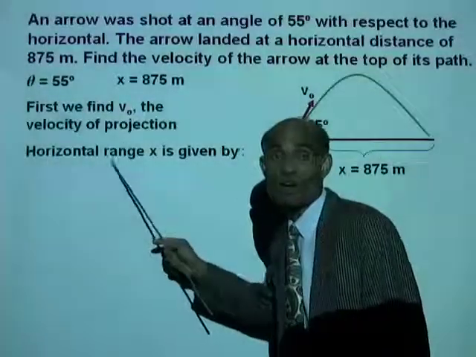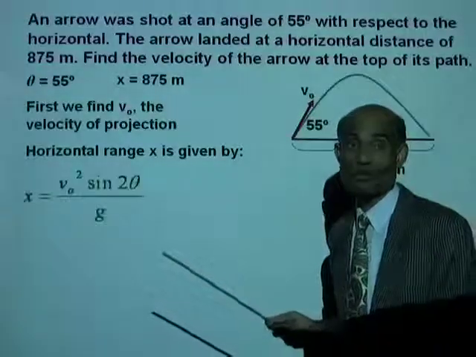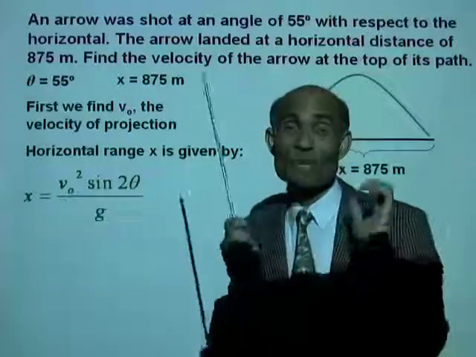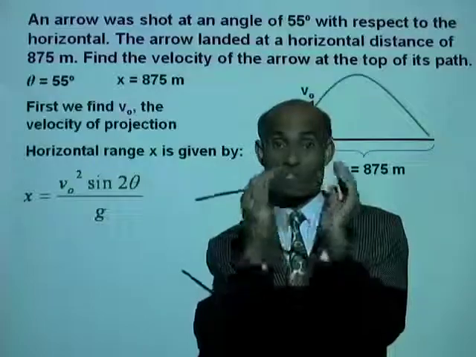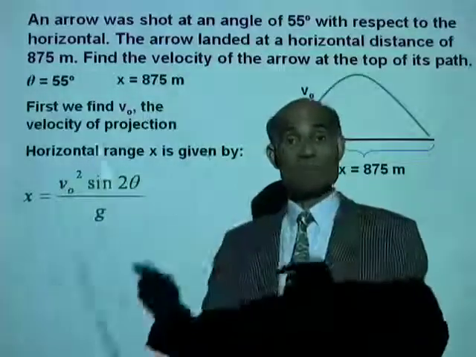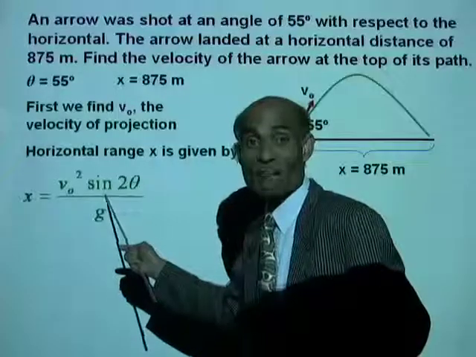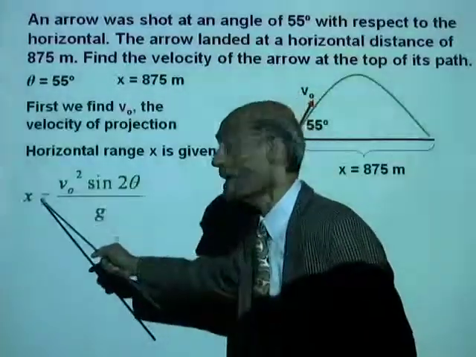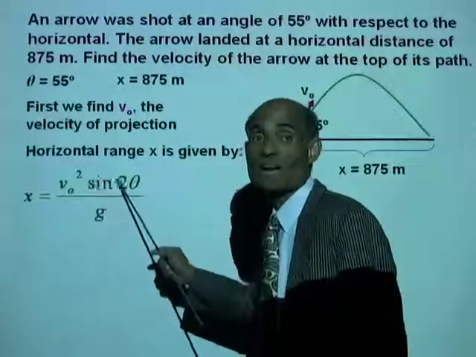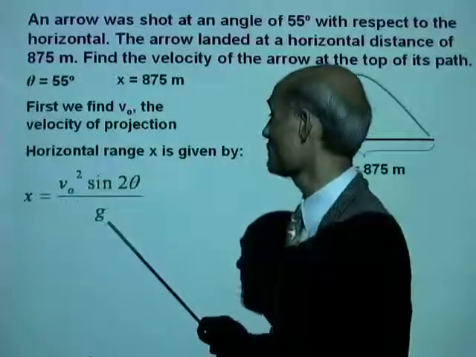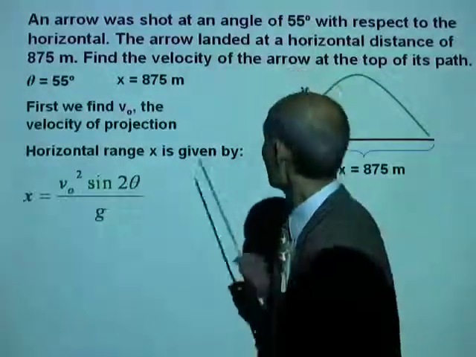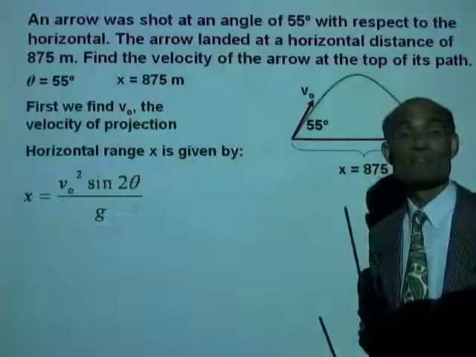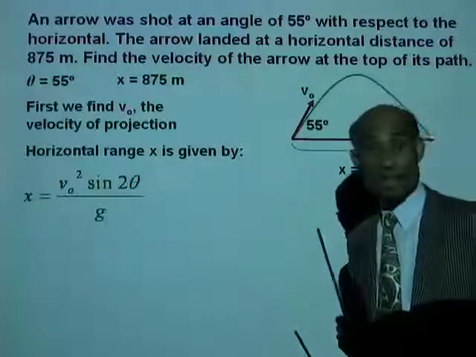And what is the equation for the horizontal range? This is the equation we developed for the horizontal range. In other words, when you multiply the horizontal velocity with the time of flight and simplify it, this is the equation we arrived at: x equal to V0 squared sine 2 theta over g. Well, we know theta, we know g, we know x. You see? And so, it's easy now.